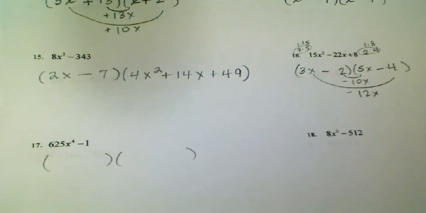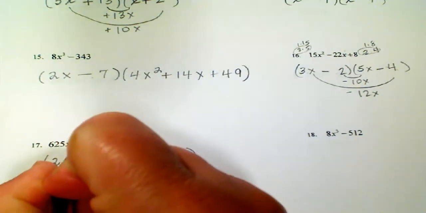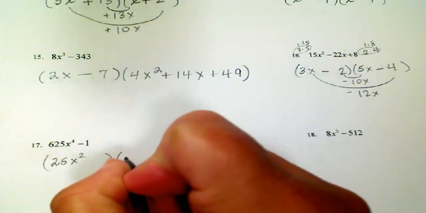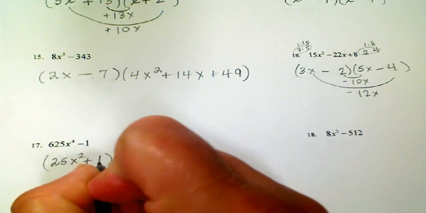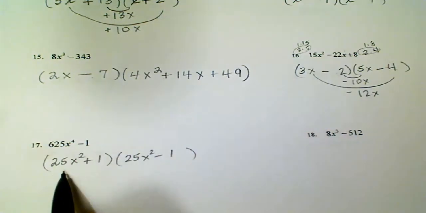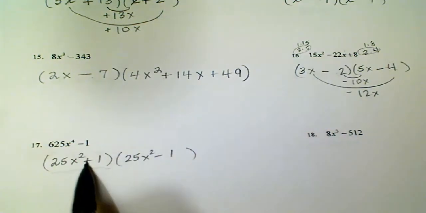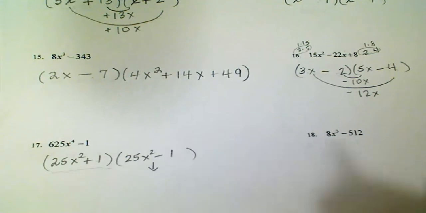The square root of 625 is 25. So we're going to write 25x squared, 25x squared, and we're going to write plus, minus, 1 and 1. This is prime, because we can't factor a sum of squares, but guess what? We can factor that one again.